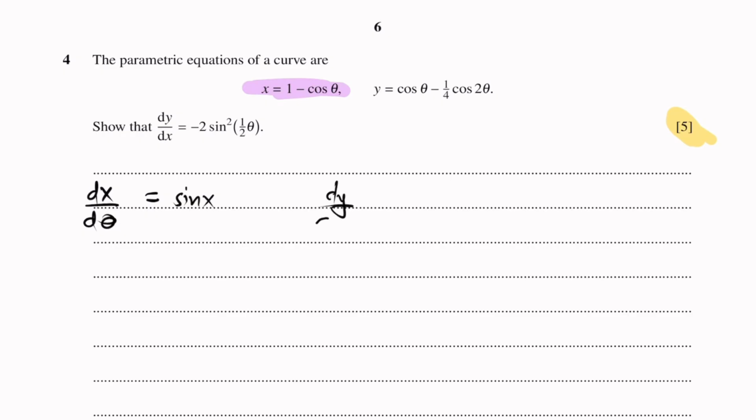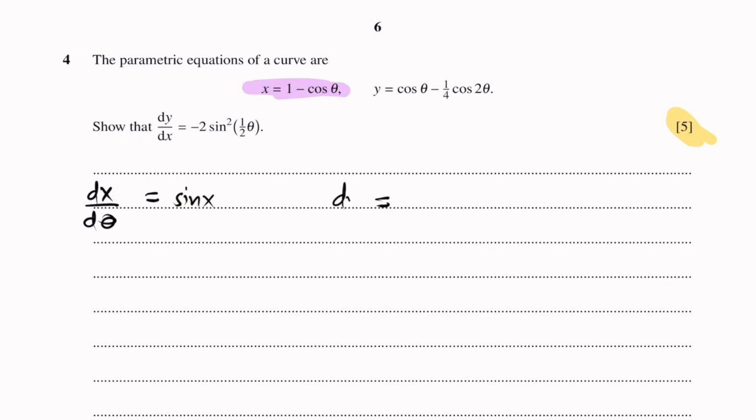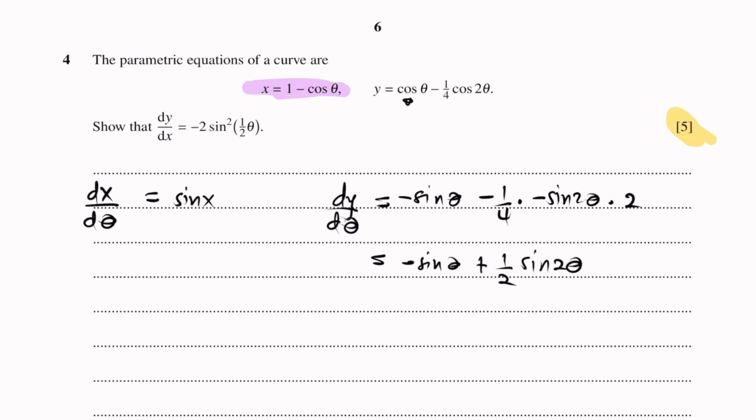And dy/dθ, why am I writing dy/dx? dy/dθ would be: we differentiate the cos here, we get negative sine, and then we keep the negative 1 over 4 there, differentiate the cos, we get negative sine 2θ, differentiate the 2θ, we get 2, so the whole thing becomes negative sine θ plus half of sine 2θ.